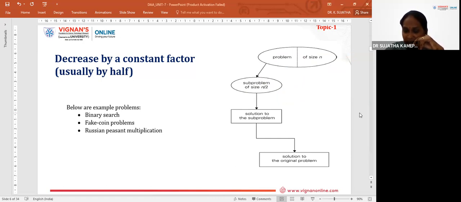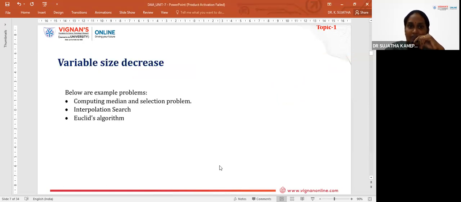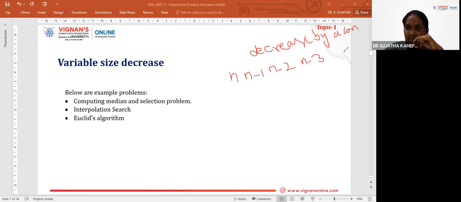Coming to the next variation of decrease and conquer, variable size decrease. In this variation, the size reduction pattern varies from one iteration of an algorithm to another iteration. Earlier you have seen decrease by a constant, which means in each iteration your problem size is decreased by a constant value. That is, if your initial problem is n, at the first iteration it is decreased by 1, then in the second iteration it is decreased by 1 again, and in the third iteration again by 1. Like that, it will be decreased.